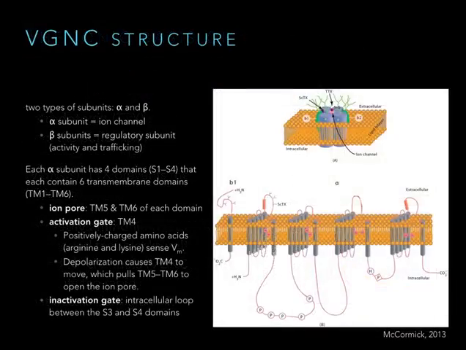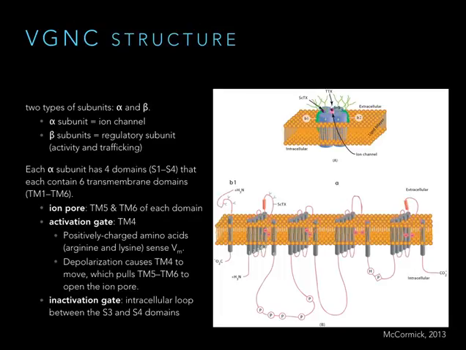Okay, so voltage-gated sodium channels are fundamental for action potentials. Without these, we don't have action potentials. Now there are two different subunits. There's the alpha and the beta. The alpha subunit is massive, and this actually creates the ion channel itself. The beta subunits are more regulatory subunits that can regulate the activity somewhat, but they also control the trafficking of these channels. So they make sure that they get in the right spot. They don't actually form the ion channel itself, though.